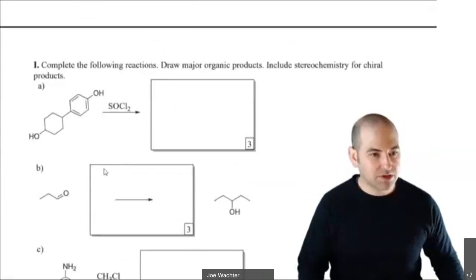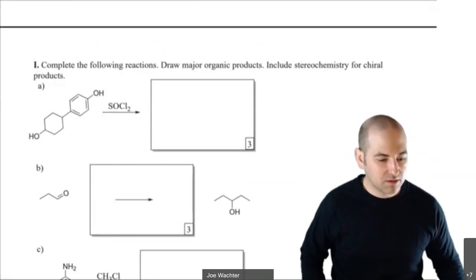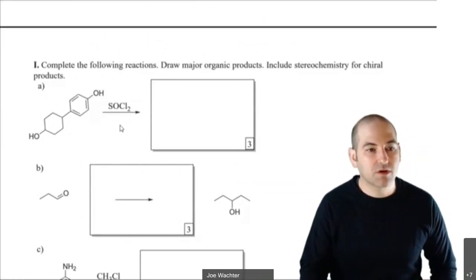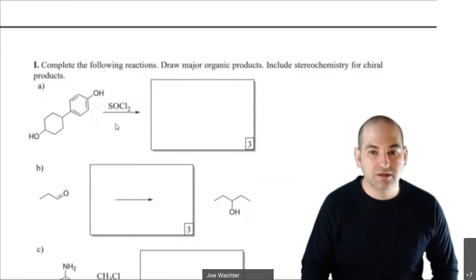Irina had some questions on 1A. And go back and check it, 1A and D. All right, so complete the following reactions. Draw major organic products. Include stereochemistry for chiral products.